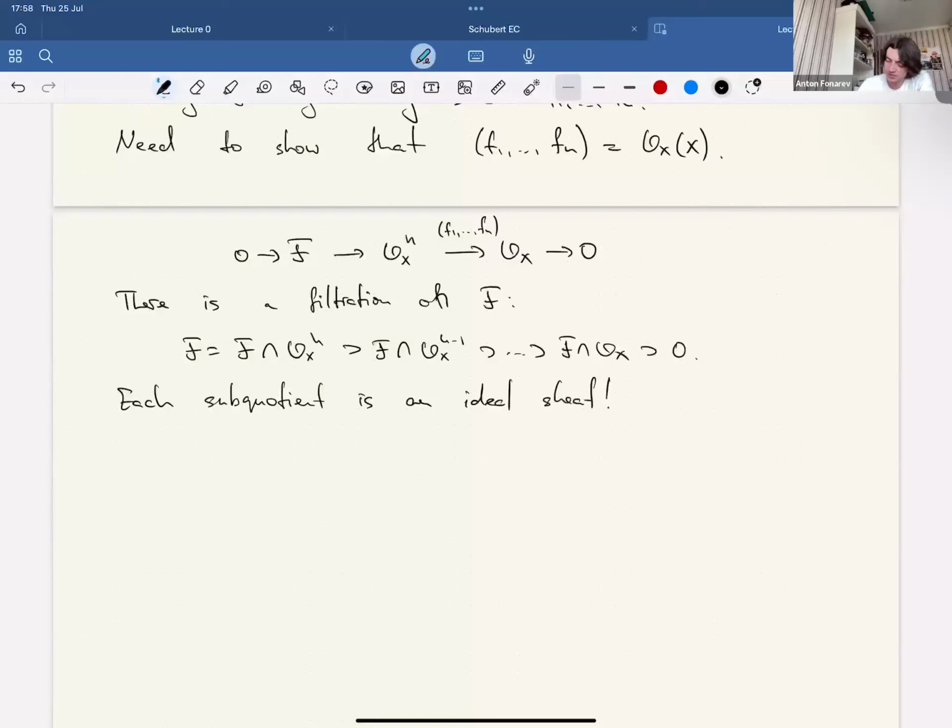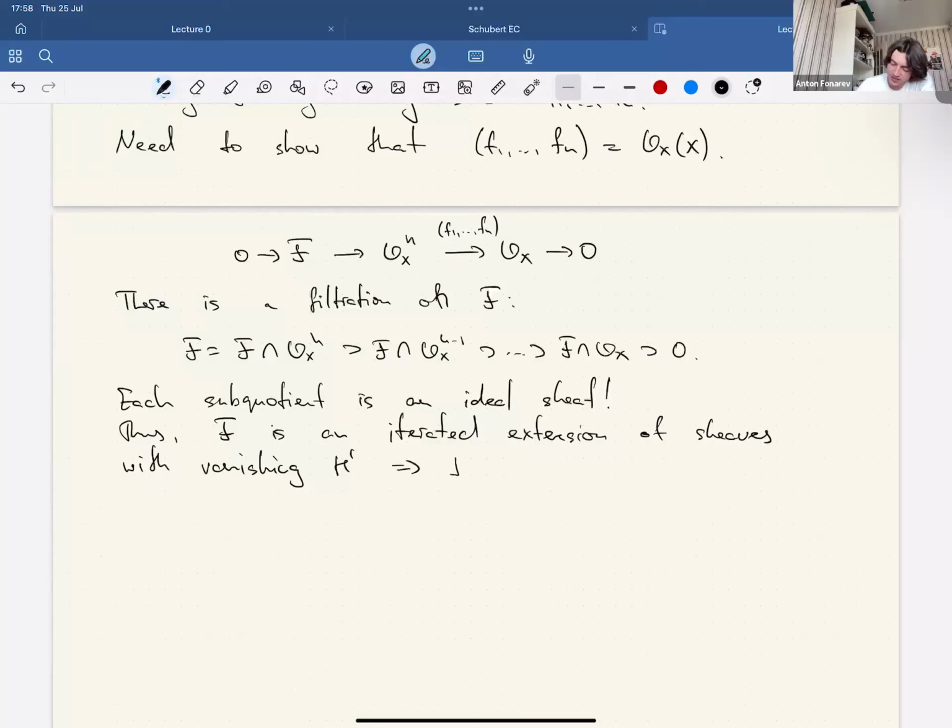So check this. But now it means that F is an iterated extension of sheaves with vanishing H1, which implies that F has no H1 either.